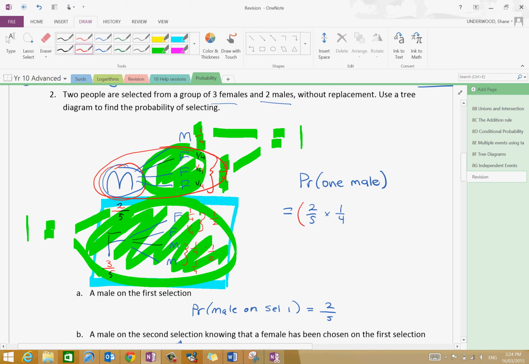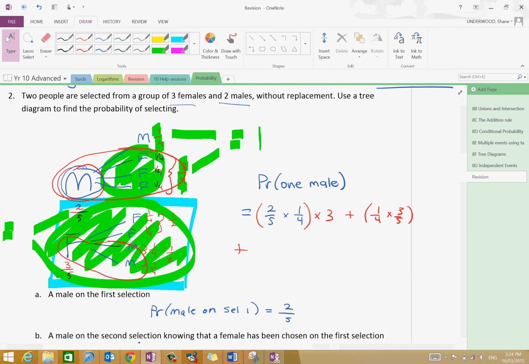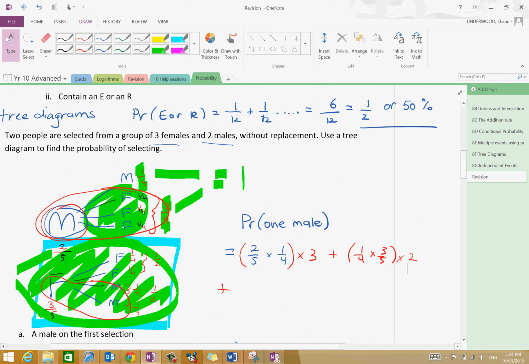So we can save ourselves a little bit of work. And then what have we got over here? We've got 1/4 times 3/5, and how many of them have we got? Good, 1/4 times 3/5, and then we've actually got 2 of those, and that is going to list the 5 ways.